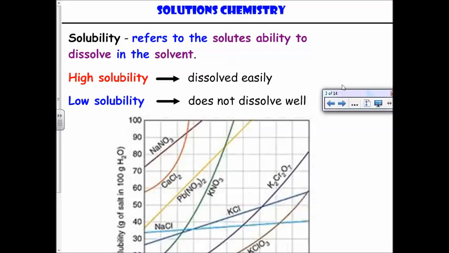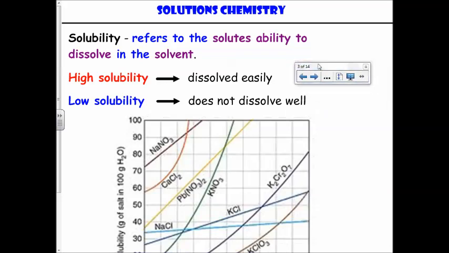And you are going to see tons of graphs in this unit. If you're not comfortable with graphs, I would recommend coming in and speaking with me sometime, because graphs come in handy. So solubility refers to the solute's ability to dissolve in the solvent. So we'll talk about that.